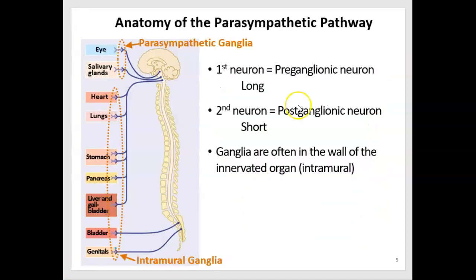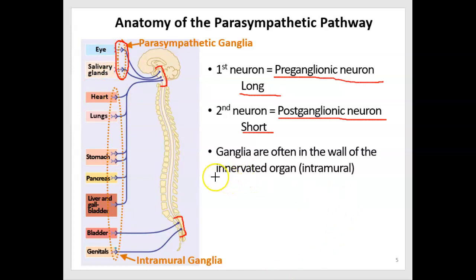So if we look at a parasympathetic pathway, this is a different picture, but we see that it originates either in the brainstem or the sacral cord. The first neuron, the preganglionic neuron, is very long. The second neuron, the postganglionic neuron, is very short. And sometimes there's a little ganglion that's close to the organ of innervation, like there's a ganglion close to the eye, close to the salivary glands.